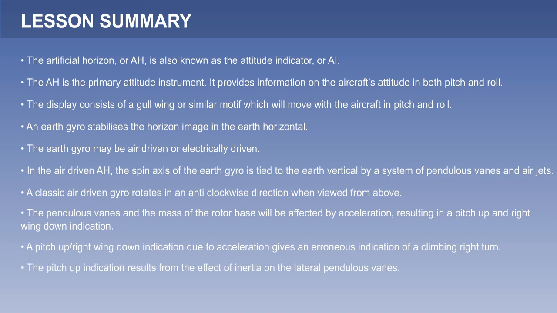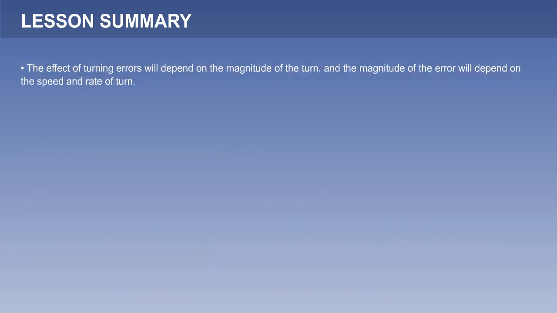The pitch up indication results from the effect of inertia on the lateral pendulous vanes. The false right wing down indication results from the effect of inertia on the mass of the rotor housing. The effect of turning errors will depend on the magnitude of the turn, and the magnitude of the error will depend on the speed and rate of turn. Turning error will apply equally to a turn in either direction.